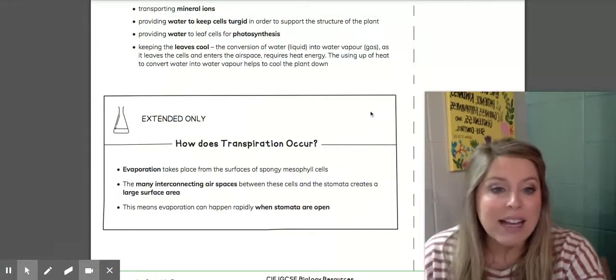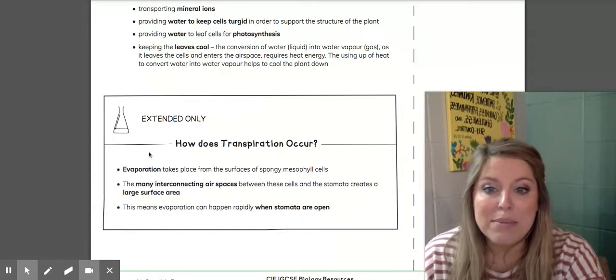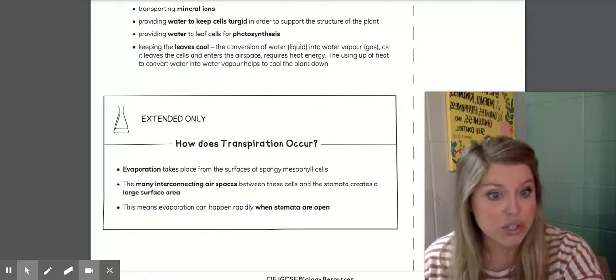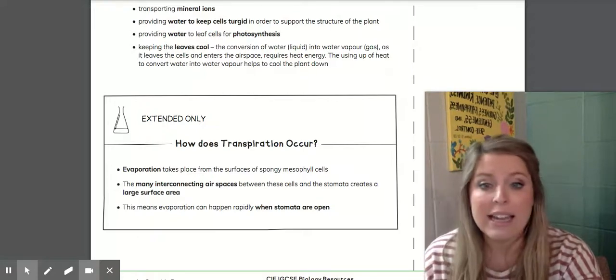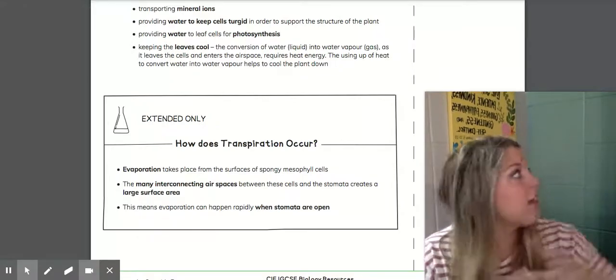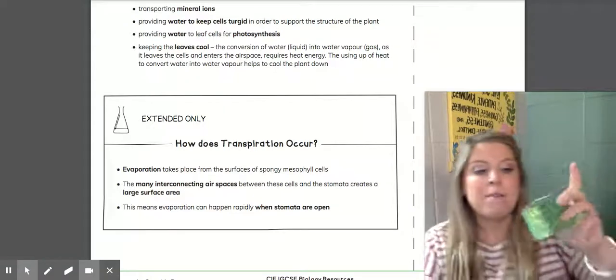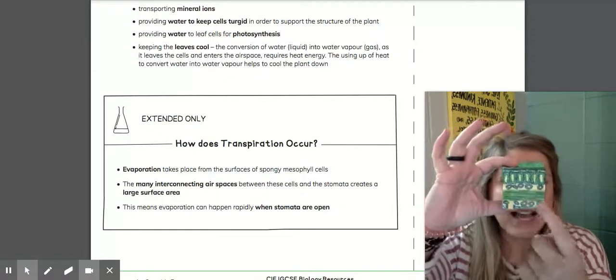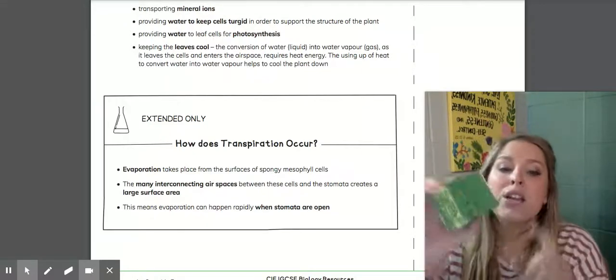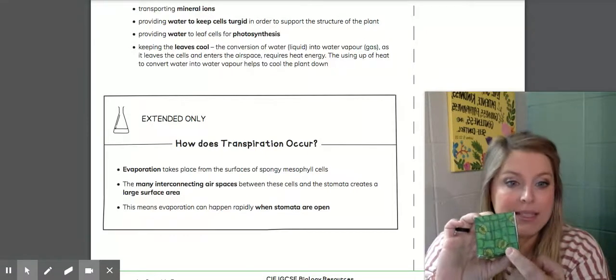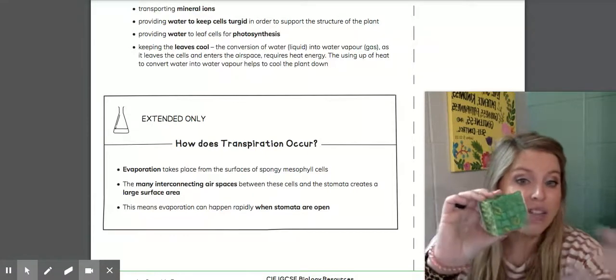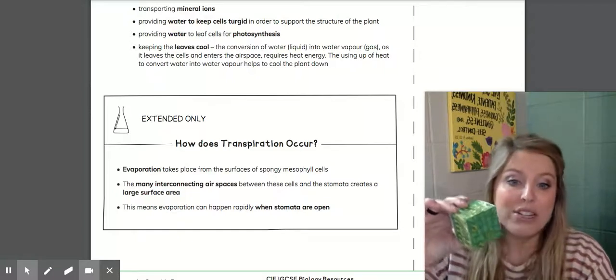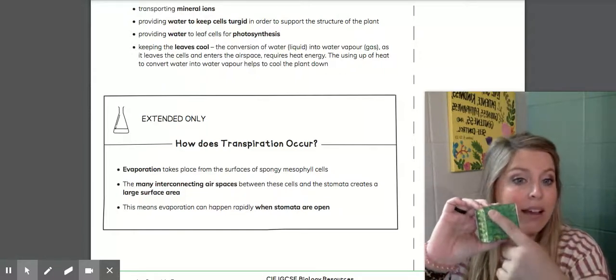So just looking at another tip, evaporation takes place from the surfaces of the spongy mesophyll cells. The many interconnecting air spaces between these cells and the stomata create a larger surface area. So here's that idea again. When you look at the structure of a leaf, and I have one right here, I'll just grab. So remember, this is our structure of the leaf. The spongy mesophyll is kind of the air space inside. And then, of course, our stomata are the openings. This is where the water vapor gets to come out. So evaporation can happen more rapidly when the stomata are open.